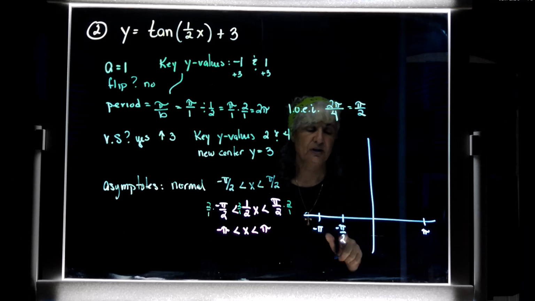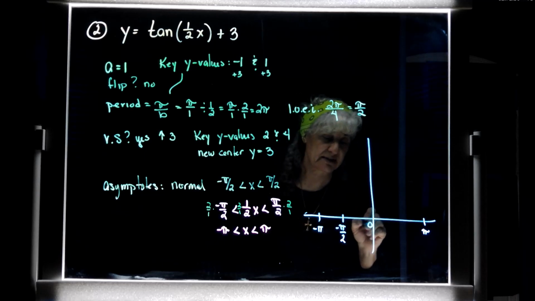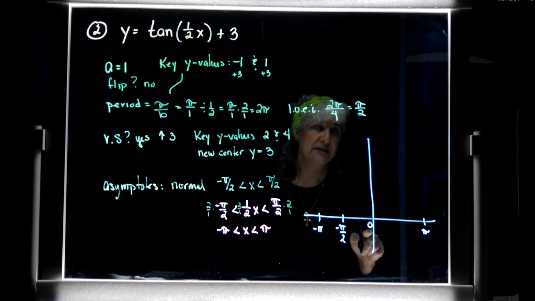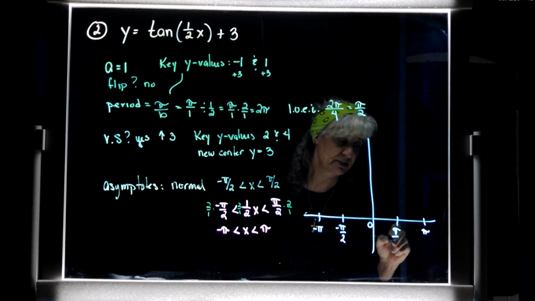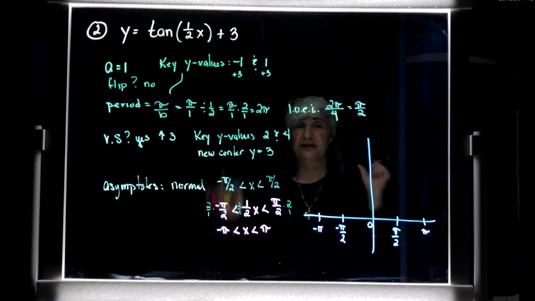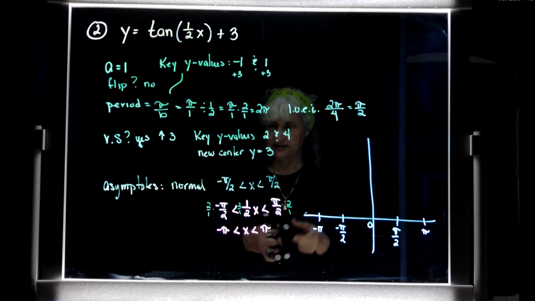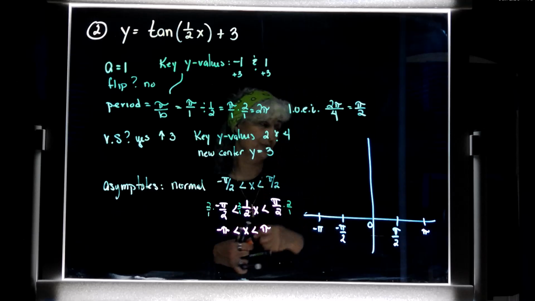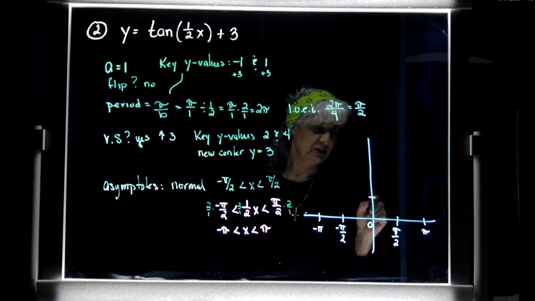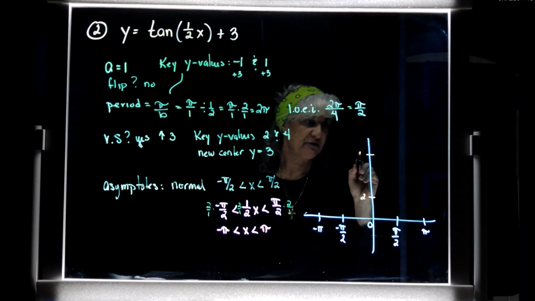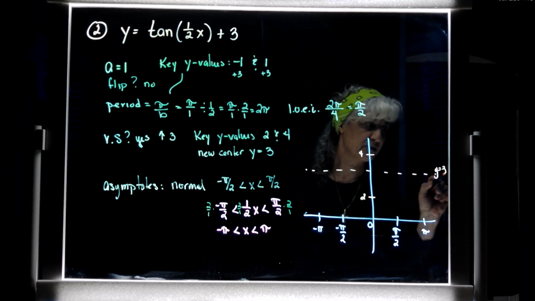Good? And now negative pi over 2 plus pi over 2 is 0, because that's the length of the interval. 0 plus the length of the interval pi over 2 is pi over 2. And add one more time and we get pi. Yay! Okay. We have a new center line, don't we, of y equals 3. And our key y values are 2 and 4. And this is the new center line of y equals 3.